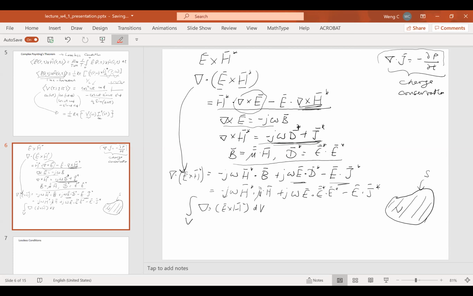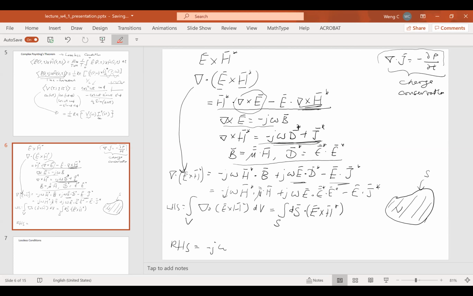What can I use to simplify the left-hand side? Anybody? Gauss divergence theorem, yeah. I can use Gauss divergence theorem and convert the left-hand side into something that looks like a surface integral, and the surface integral will look something like this. Very good, at least you're following. And then the right-hand side would be equal to the integration of the two terms.